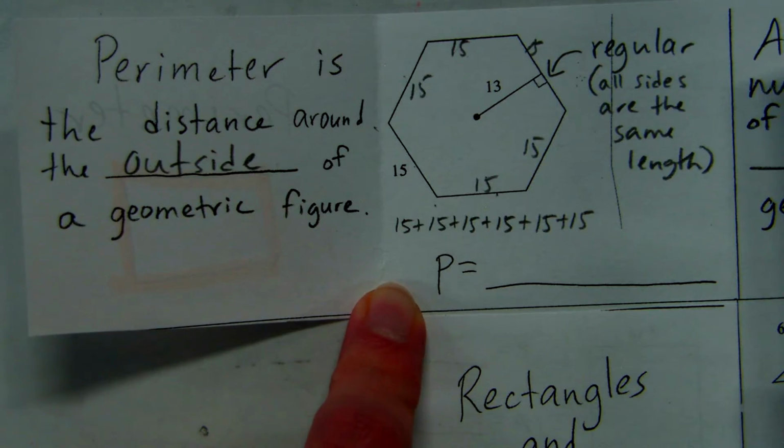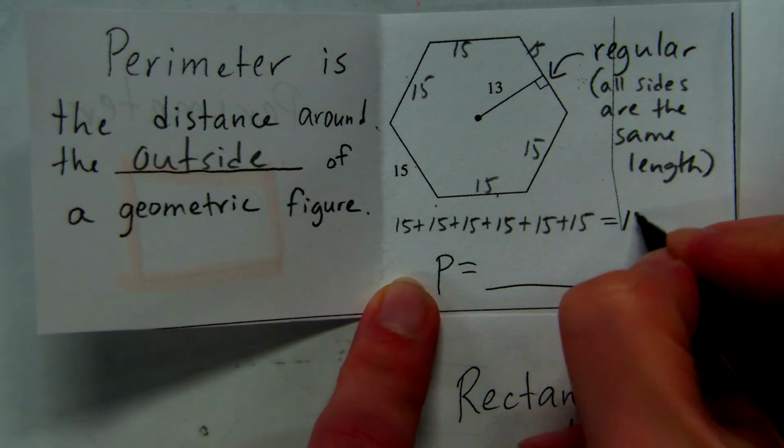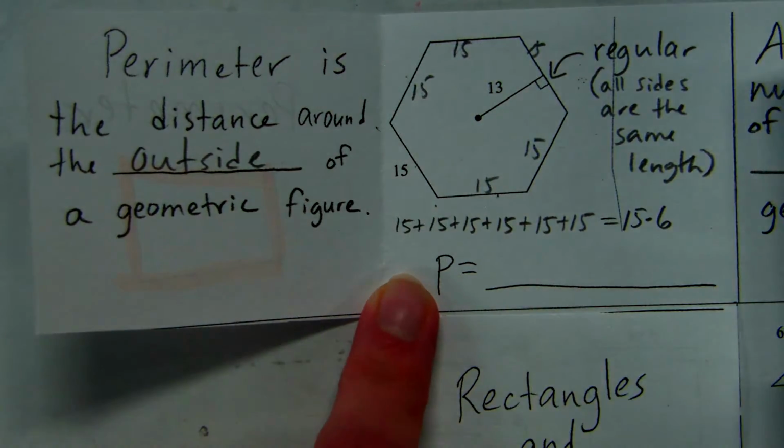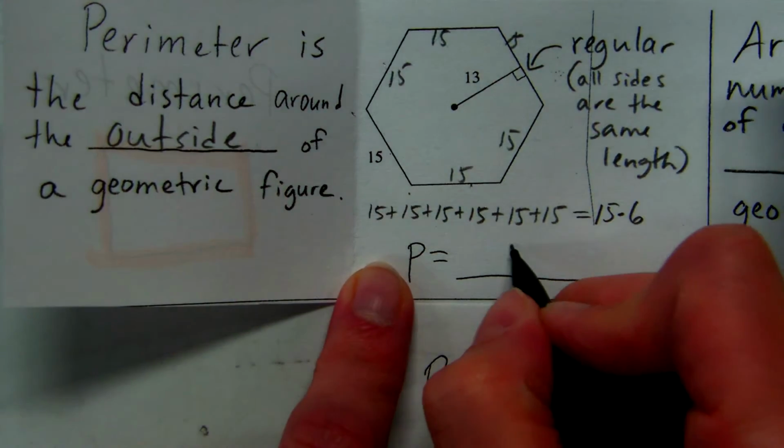What would be a faster way? Raise your hand if you know. Silas. Multiplying. I could just take 15 times 6. And if I do that, I find out that the total is 90.